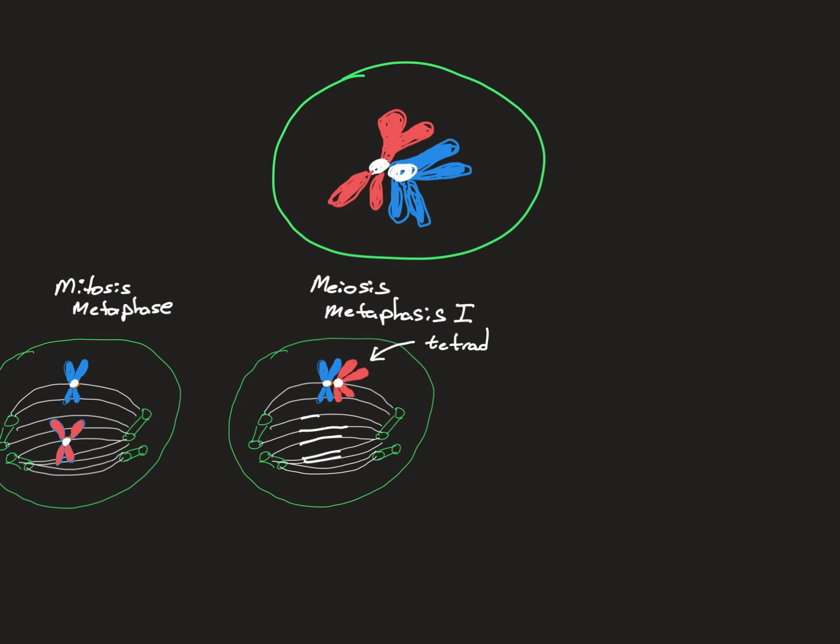So this tetrad is formed during prophase 1. So they condense, they stick together, chromosome 1 from mom, chromosome 1 from dad. They have to be the same chromosome. I hope you understand that. And this is another reason why it's important that their genes are in the same place. But they're going to stick together.